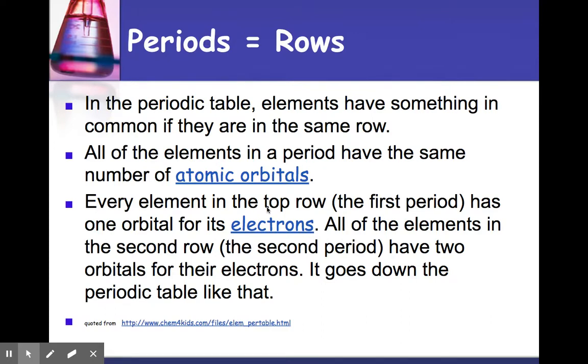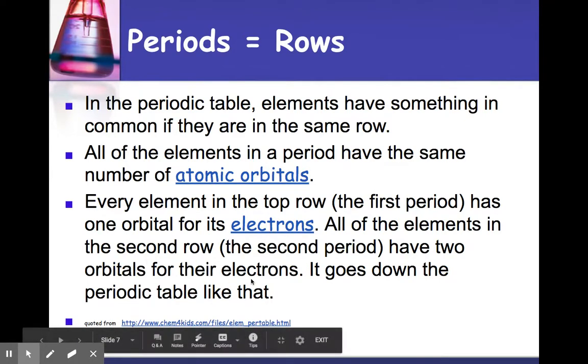So for instance, if it's in the top row, like I said, hydrogen and helium, there is only one orbital for its electrons. It has a very small amount of electrons. Those electrons go in that first orbital. We also call them electron shells. That's another way of putting it as well, all right? The elements of the second row, I told you there were 8 of those elements. They all have 2 orbitals for their electrons, and it follows a pattern like that.